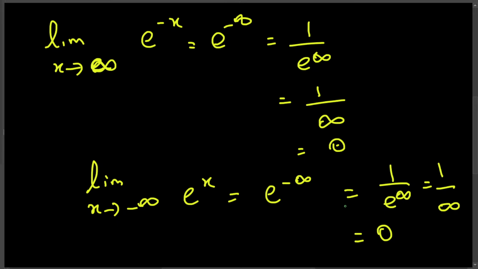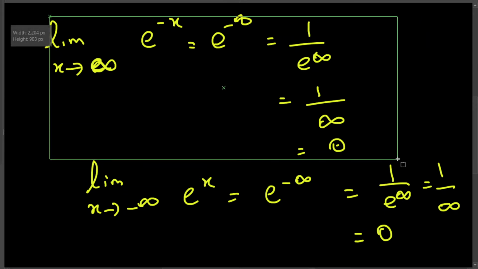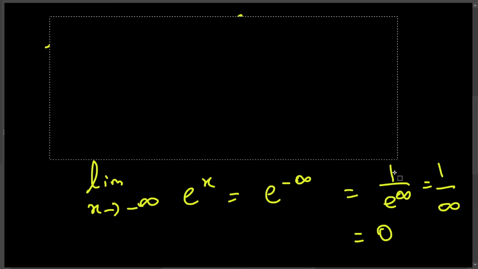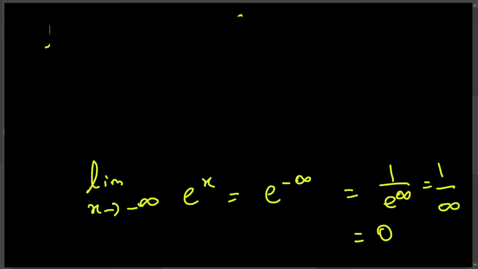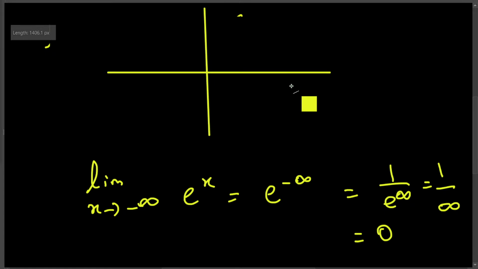Let's look at the e power x graph. If you look at the e power x graph, it looks like this. Let me erase this one and draw the graph. So the e power x graph looks like this. It comes from 0, actually negative infinity, and goes toward y equals positive infinity. And here we have a vertical asymptote, that is x equals 0.